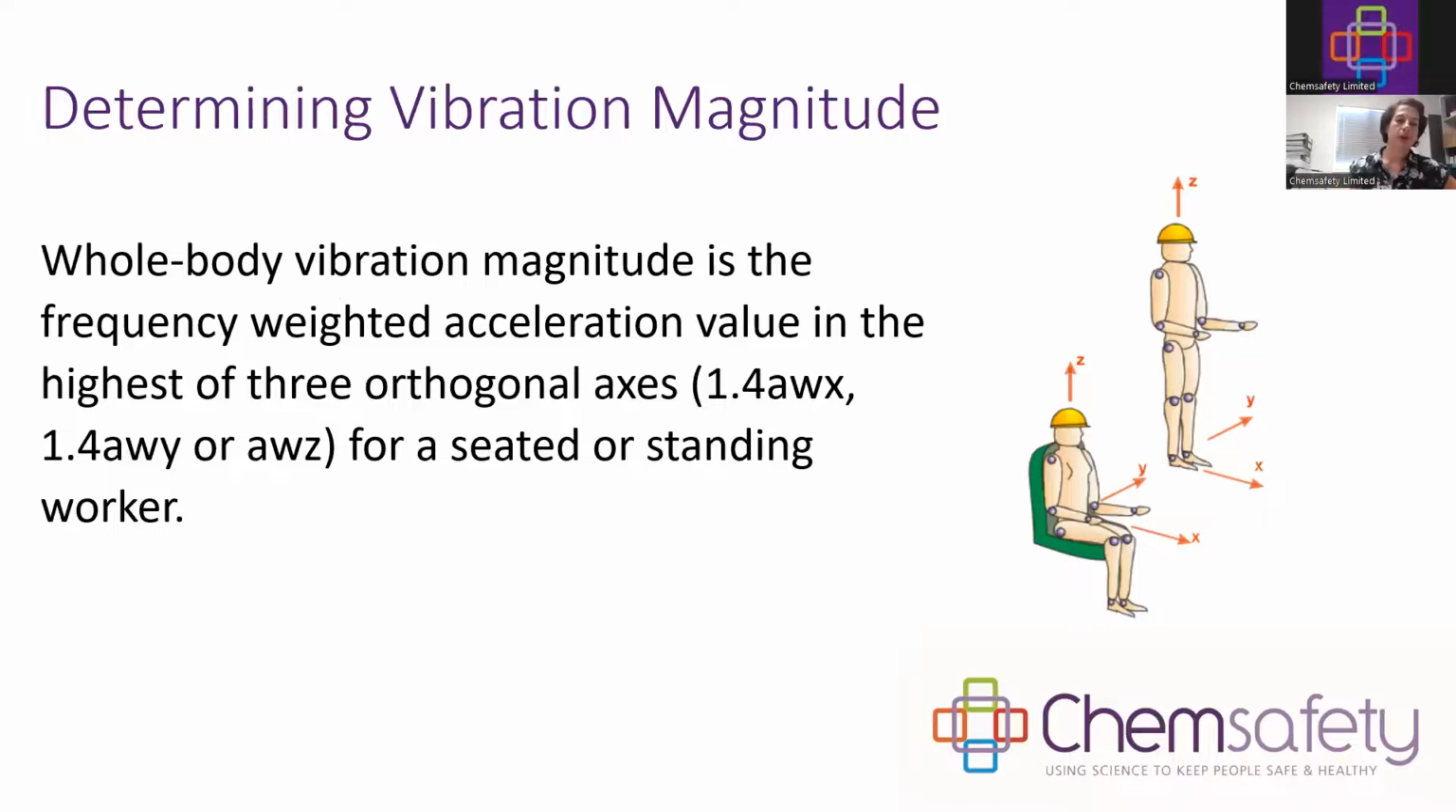So when we're determining vibration magnitude, like I mentioned, it's a different sort of exposure. The three axes are taken into consideration whether you're standing, so whether vibration is coming through your feet, or in a sitting position. So once again, you've got your x-axis, that is usually your forwards and backwards motion, your y-axis that is side to side, and your z-axis that is up and down.